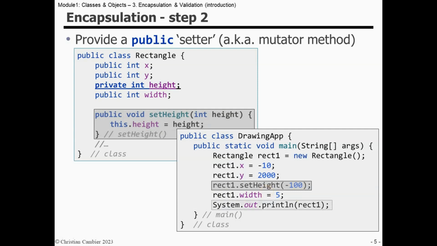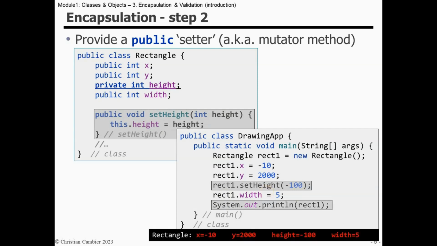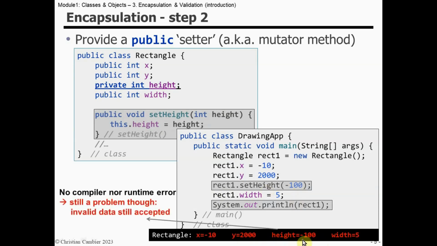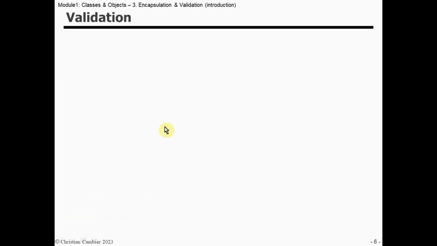Will that solve the problem? We'll see that in the printout. Well, no, the value is still accepted. So this approach doesn't create any compiler nor runtime error, but we still have a problem. The invalid data is still accepted. So how do we solve this? Well, since a setter is just a method in which we provide some logic, let's extend the amount of logic that we implement the setter with. How? Validation logic.